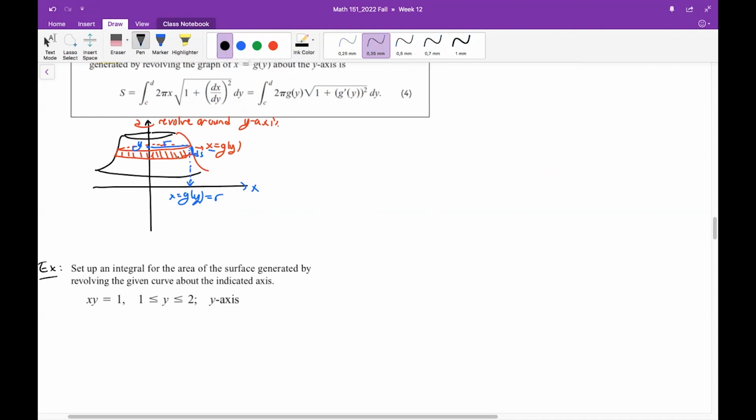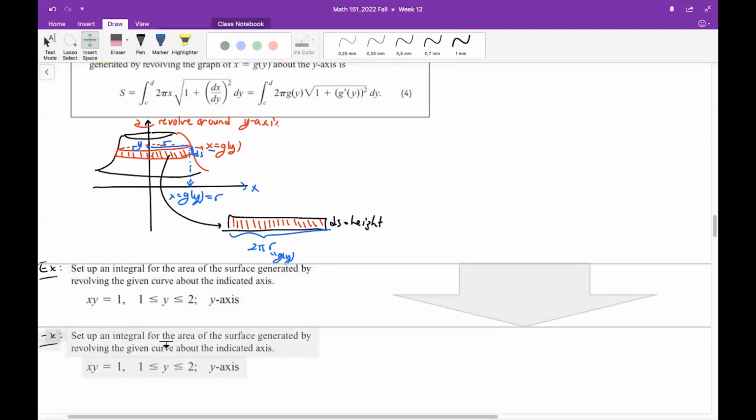You take this strip, cut it out, open it up, and you will consider the area of this rectangle. Now, the circumference is given by 2 pi r, where r is g of y in this case, and the height, remember, is given by ds again, which is a very small part of your curve. Then the boundary of your integration.